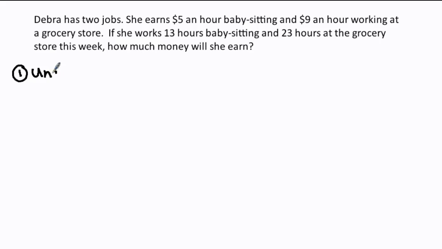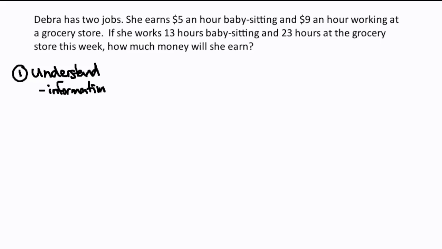So the first step that we're going to do is what we call the understanding step, or in some cases this is a planning step. But we're going to understand. And the understanding step involves doing two things. The first thing we're going to do is look for information. What information do we have, and what information are we going to use? So let's do that part right now.